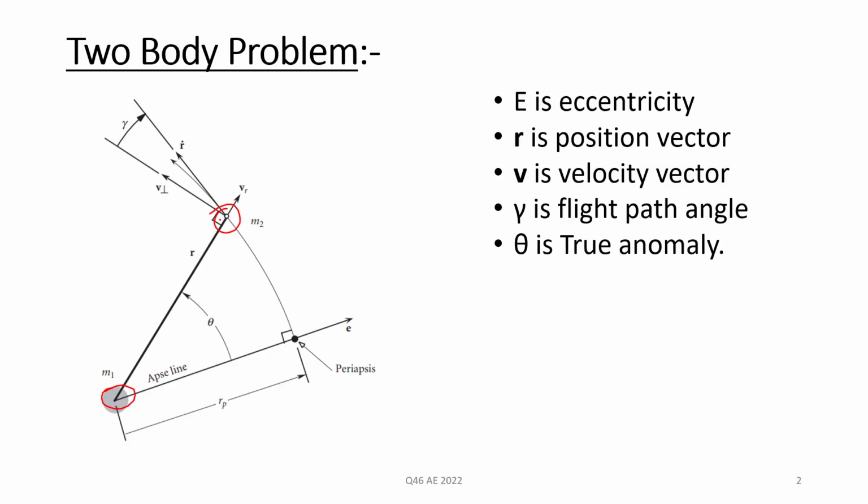Mass m2 has the velocity r dot vector, which is also called v vector, the velocity vector, and it can be resolved in two directions. One is tangential to the path of the motion, and the second one is the radial direction. The angle between the velocity vector and the tangential velocity vector is called the flight path angle.